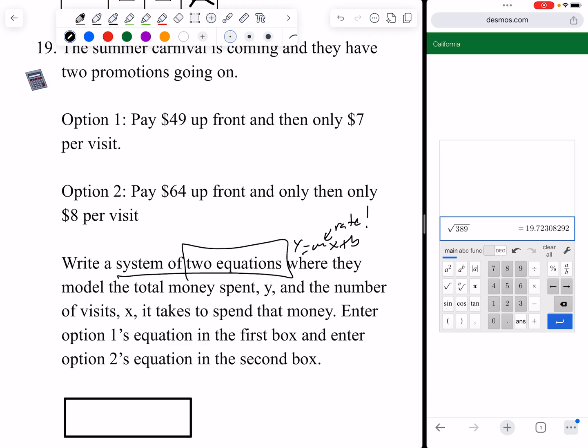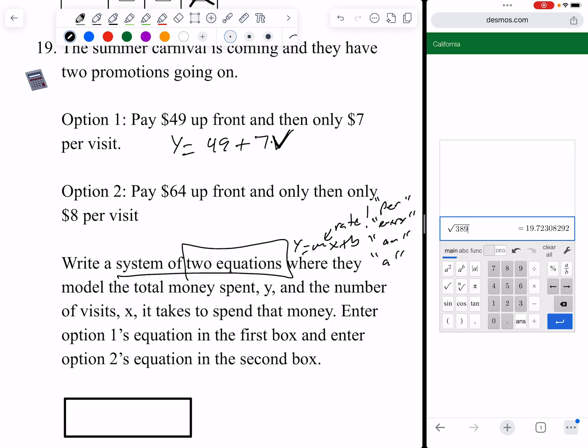When you see the word rate, you're looking at the words per, every, hour, an hour, per minute, per shirt, per video game, per hot dog, per ride, okay? So it's really nice because it tells me exactly how to write it. I'm going to have y, it equals $49 plus $7 per visit. So see how my v is going to be instead of my x, right?